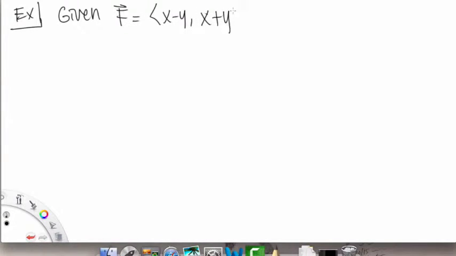Okay, so here's our example, and I'll write down all the givens first. Given that our vector field F is (x minus y, x plus y) to the third. And the area of the domain is equal to 8. All right, that's a given as well. And we're also given the picture, so I'll draw that here.